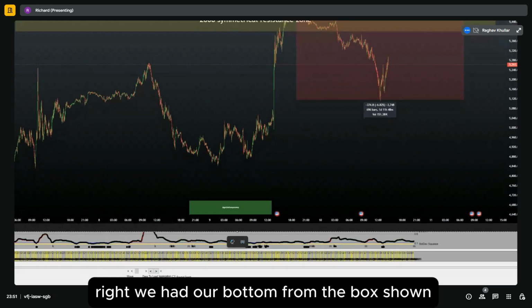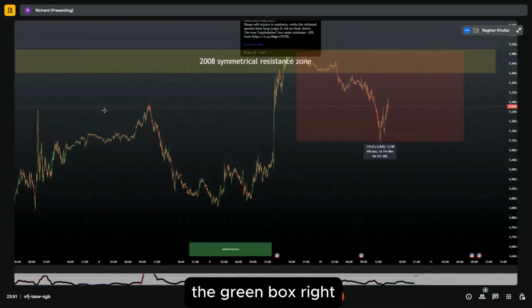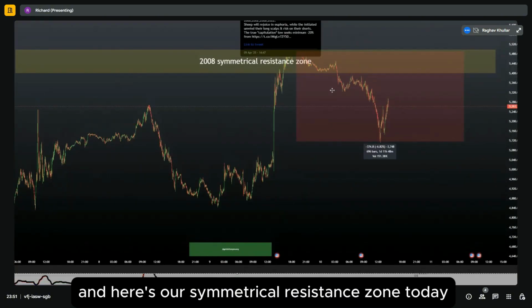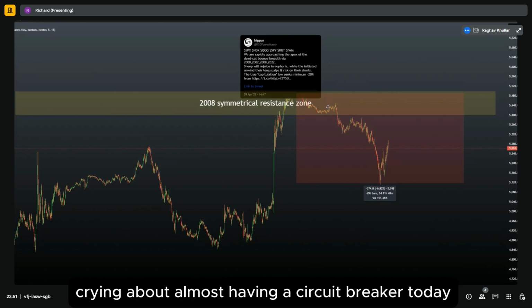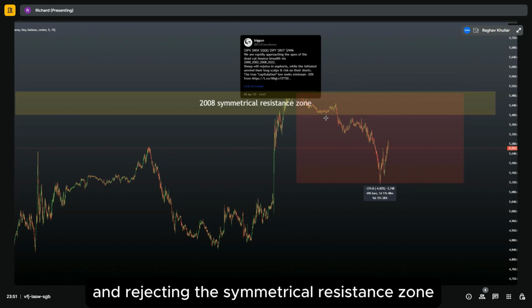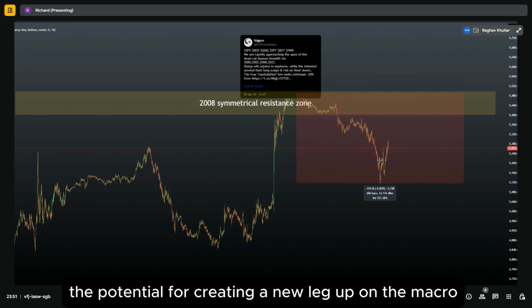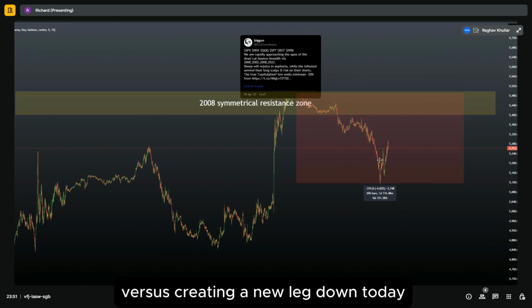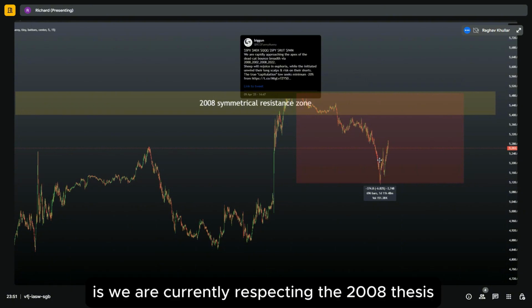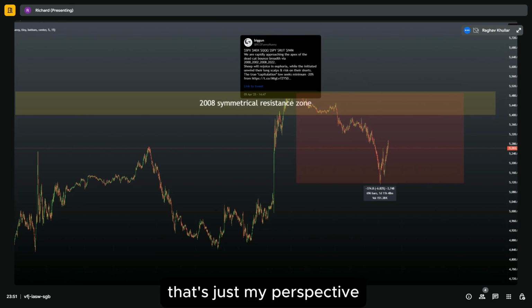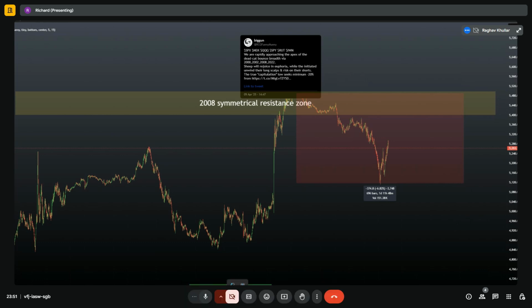Right, we had our bottom from the box shown, the green box, and here's our symmetrical resistance zone. Today, people are crying about almost having a circuit breaker and rejecting the symmetrical resistance zone. So regarding what Russell's showing, it's the potential for creating a new leg up on the macro versus creating a new leg down. Today, as it seems, we are currently respecting the 2008 thesis. That's just my perspective. Yeah, definitely.